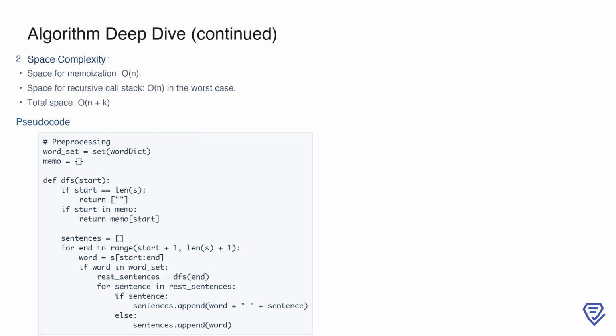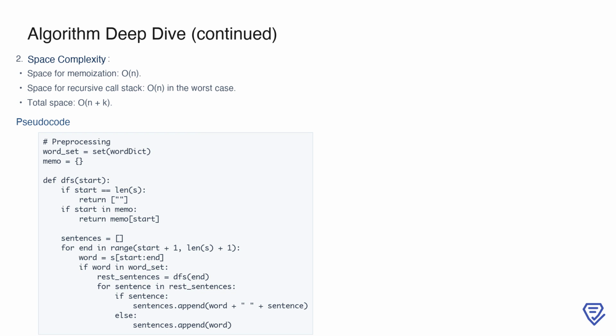Now, let's look at the pseudocode. First, we pre-process the dictionary by converting it into a set for efficient lookups. We also initialize an empty dictionary memo to store results for subproblems. The recursive function dfs(start) begins by checking if start equals the length of the string, in which case it returns a list containing an empty string, representing the base case. If the value for start has already been computed and stored in memo, we return the pre-computed result.